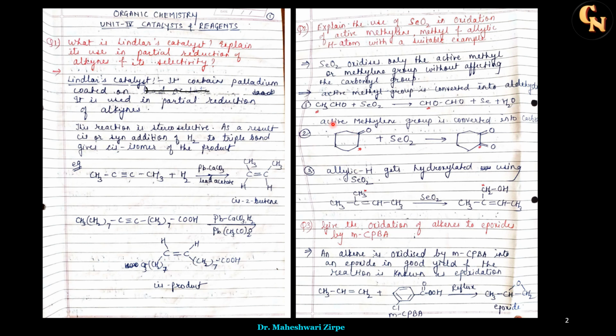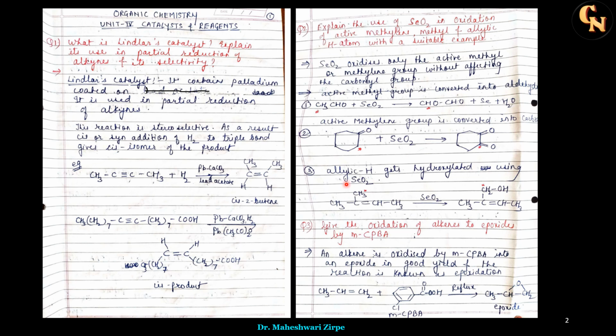So the active methylene group is converted into the carbonyl group, which we can see in the next example, where cyclohexanone reacts with selenium dioxide. You can find that the active methylene group, which is just next to the carbonyl carbon, has been converted into a carbonyl group. So we are getting two carbonyl groups right next to each other, that is consecutive carbonyl groups in cyclohexanone.